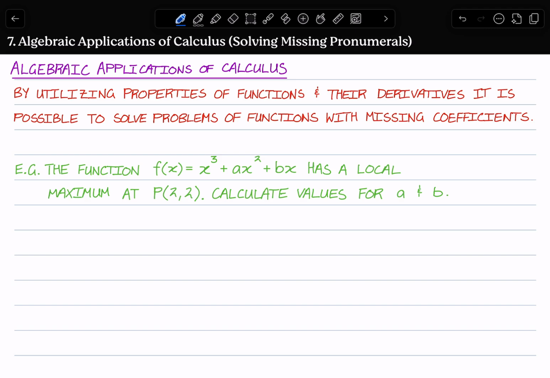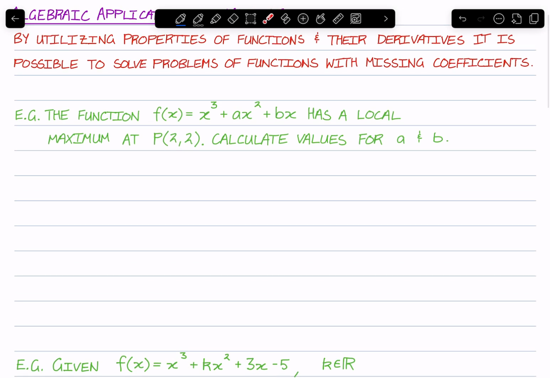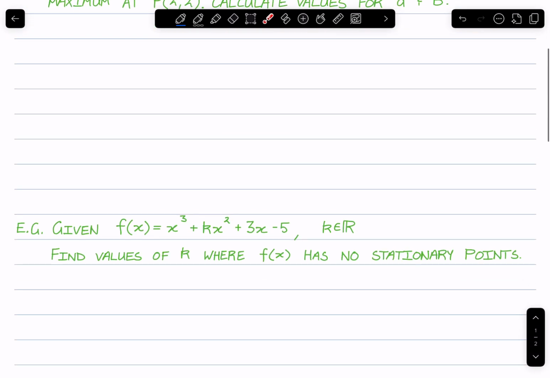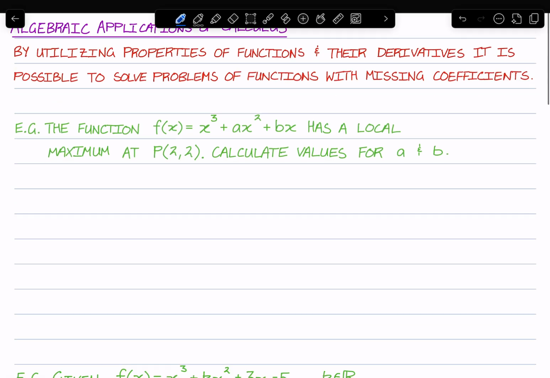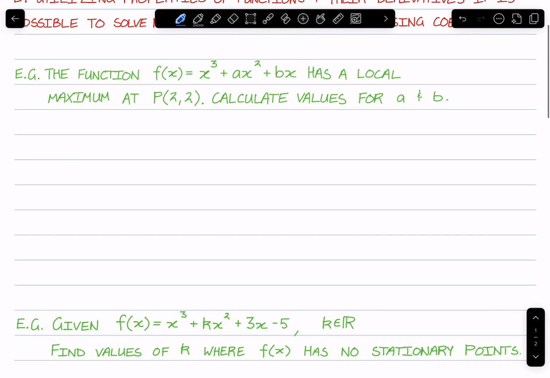Hello class, this is a video tutorial on the algebraic applications of calculus. By utilizing properties of functions and their derivatives, it is possible to solve problems of functions with missing coefficients. So these should be two short videos on two different examples. And yeah, let's go straight into it. You can pause at any time and give this a go yourself.